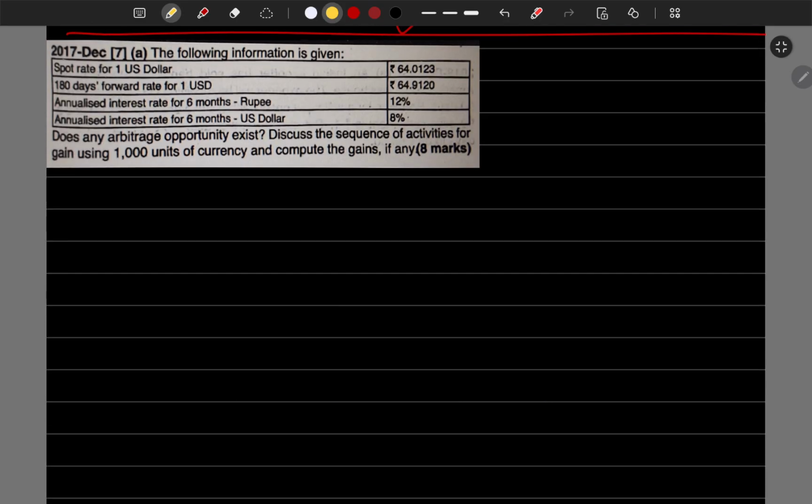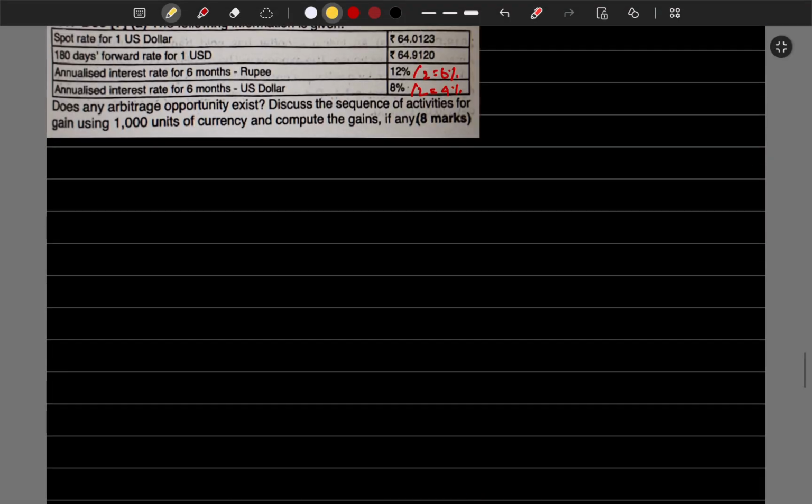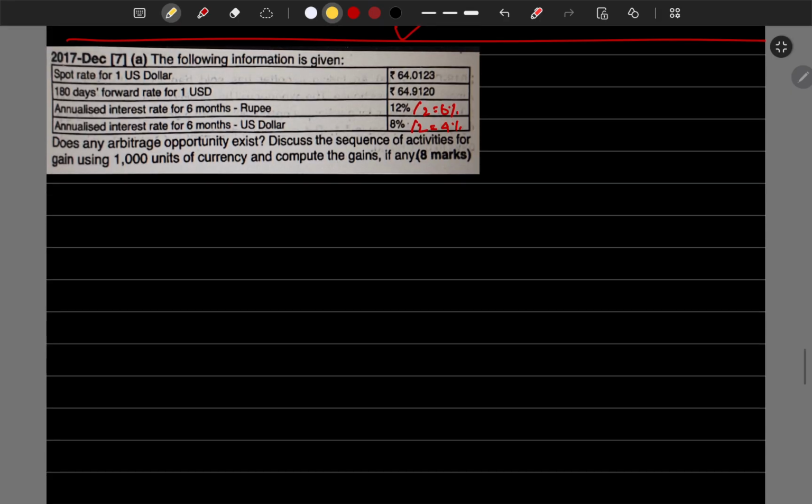Okay, annualized interest rate for 6 months, rupee, 12 percentage divided by 2, which is 6 percentage, and for the dollar, 4 percentage divided by 2, since it is 6 months, which is 2 percentage. Now let's assume I have planned to borrow $1,000. Before that I have to check whether the arbitrage opportunity exists or not.